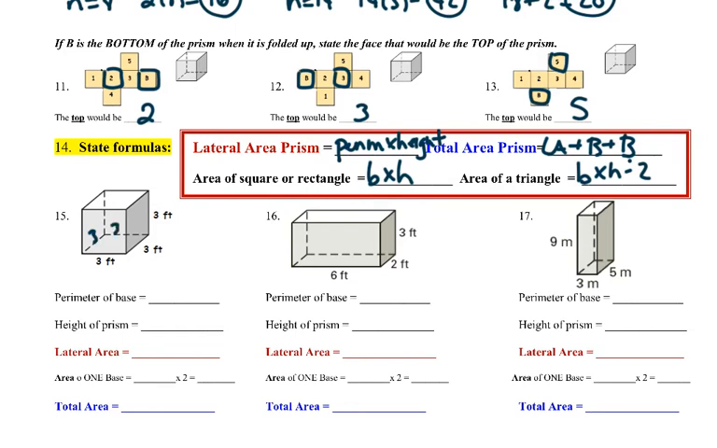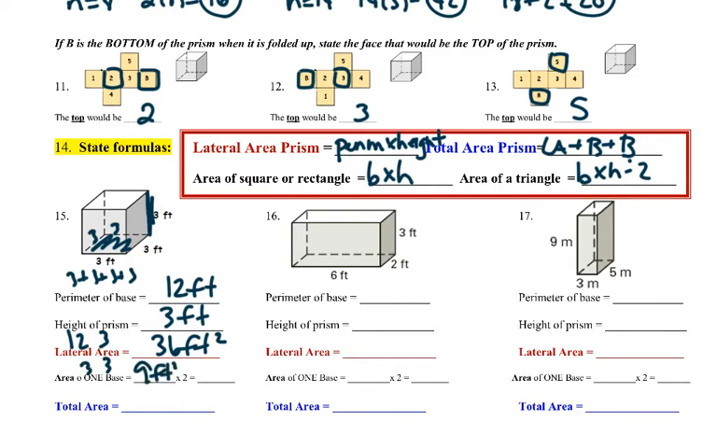So the perimeter of this base is 3 plus 3 plus 3 plus 3, or 12 feet. Height connects the two bases, so 3. And then lateral area is 12 times 3, or 36 feet squared. For the area of the base is 3 times 3, or 9 feet squared. We double it because there's 2 bases, and then 36 plus 18 is 54 feet squared.